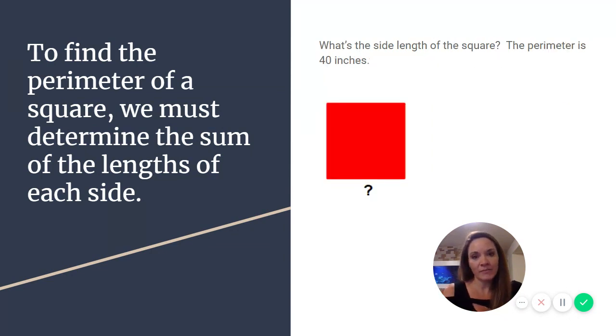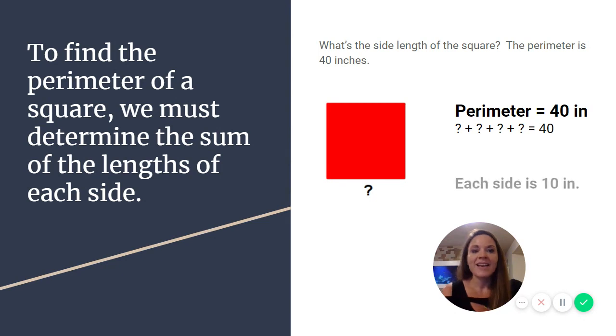Let's try a backwards problem. In this case, we don't know what the side length is, and we need to figure that out. The total perimeter is 40 inches. So the total length around all the sides is 40 inches. I'm wondering what plus itself 4 times would give me 40. Each side length is 10 inches because 10 plus 10 plus 10 plus 10 equals 40.